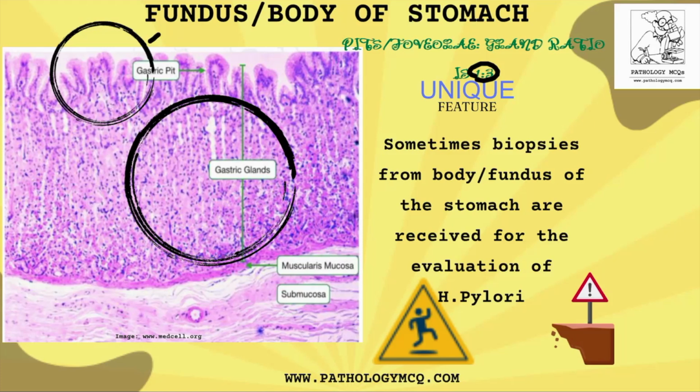Why is it important to know this? It is important to know this because biopsies which are received for H. pylori, an organism which is present in the antrum most commonly, now they might not be present in the fundus of the stomach. So, if you get a biopsy from the fundus of the stomach and not the antrum for H. pylori, then there are high chances that you might not find the organism or any related changes.